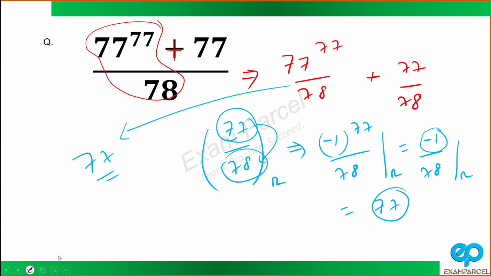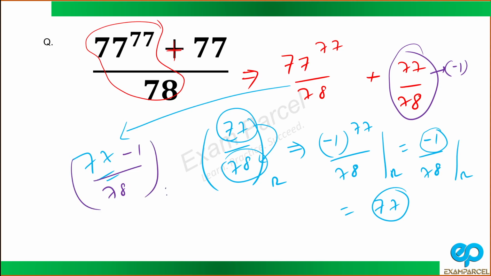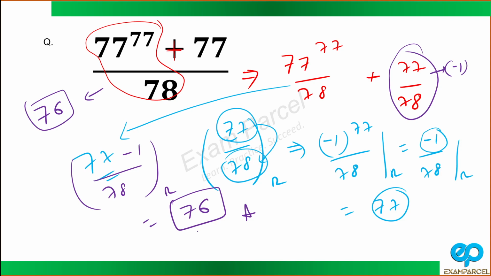I hope this is clear to you. Now let's focus on this part. So this part would be 77 by 78. Okay. So can I rewrite this as minus 1? Right? I can take negative remainders. So 77 minus 1 by 78 remainder. So this will give me 76. So finally our answer is 76.